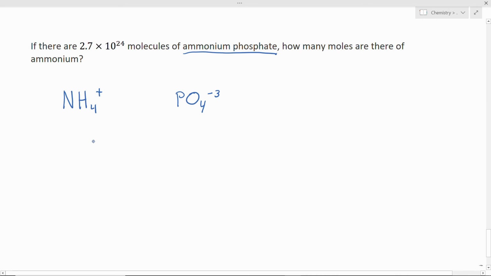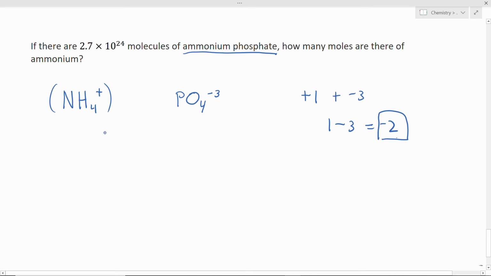And so when we put these together, we want the entire compound to have a neutral charge. So right now, if we put 1 ammonium and 1 phosphate together, we have +1 plus a -3, which is basically 1 minus 3, which is -2. So right now, if we put 1 of each together, the entire charge of the compound would be a -2, and we want 0. So what we do here is multiply this by 3.